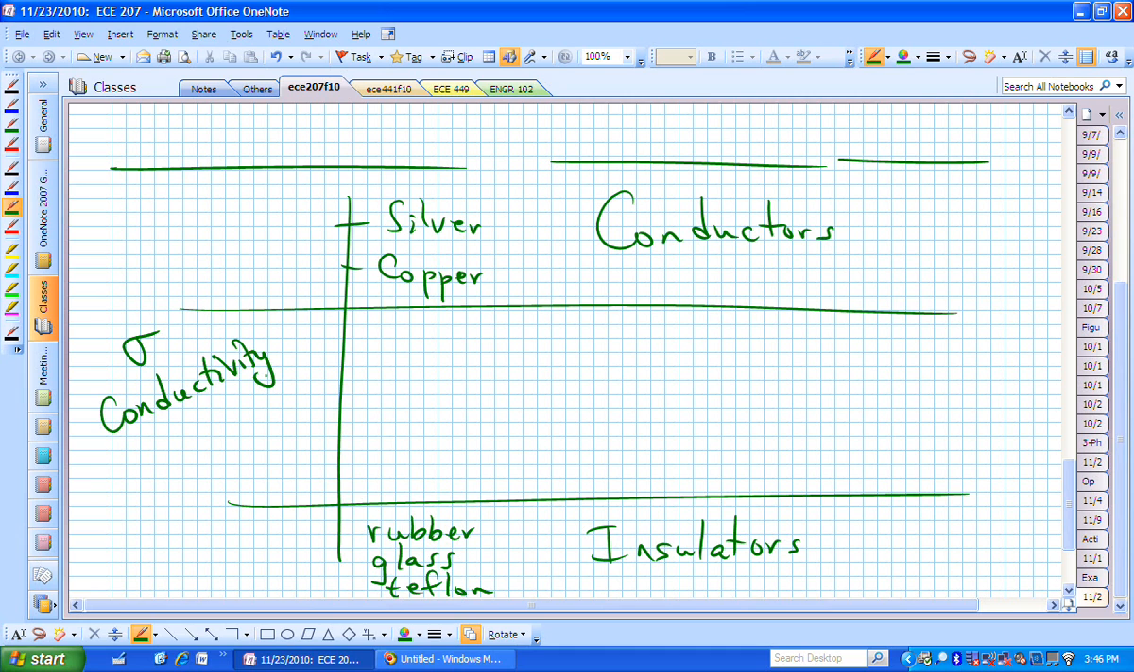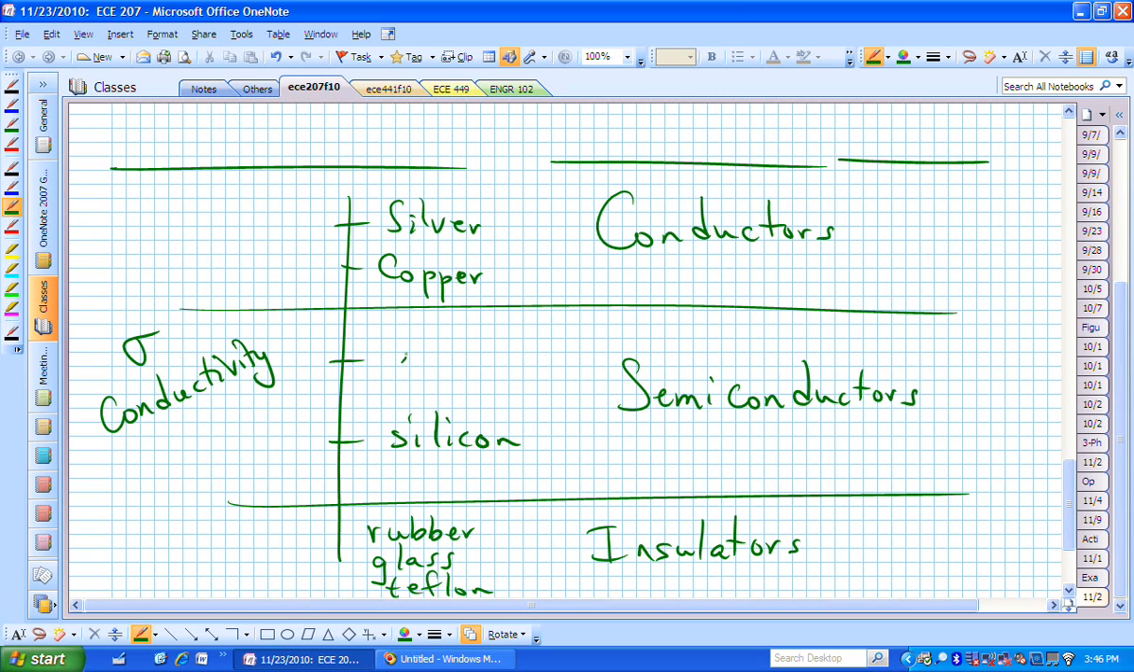That tells us how conductive these particular devices or elements are. We have things that are really conductive, which are our metals, silver and copper, and we have things that aren't so conductive, like rubber, glass, and Teflon. Well, we've discovered that it's nice to be able to work in between those two extremes, and that's where these semiconductors come into play.